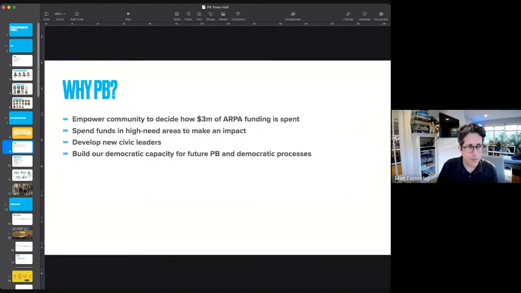So why are we doing PB in Evanston? One of the reasons is it's empowering the community to spend $3 million of ARPA funding. So that's for COVID relief. It's making sure that the way we spend our budget is going to areas of our community that really need it. And it's to develop civic leaders. And most exciting to me is that it's a new way of making decisions and doing democracy in Evanston.